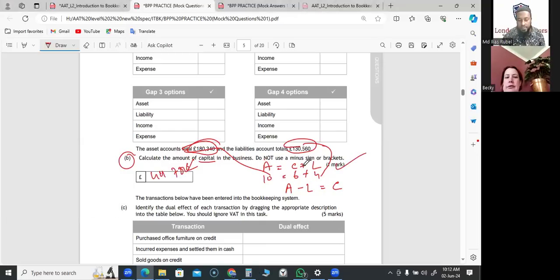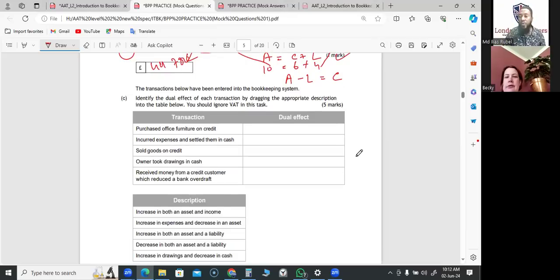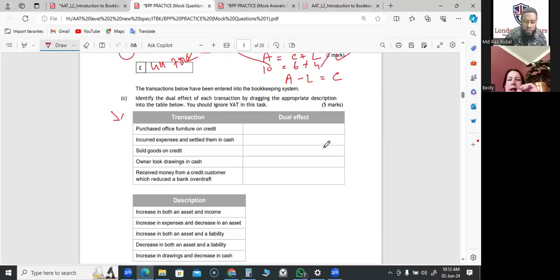Excuse me. Now the next one regarding the books of prime entry. Sorry, hold on. This is a dual effect, up and down. Like how does a transaction affect your business? This is fun. We don't need to see the description. We'll talk about the question.